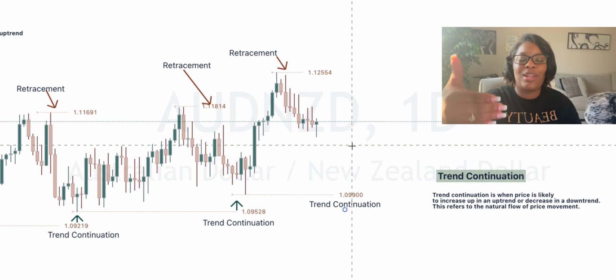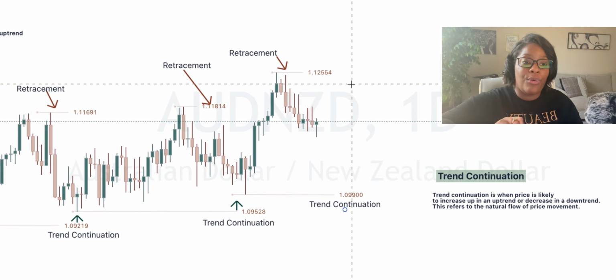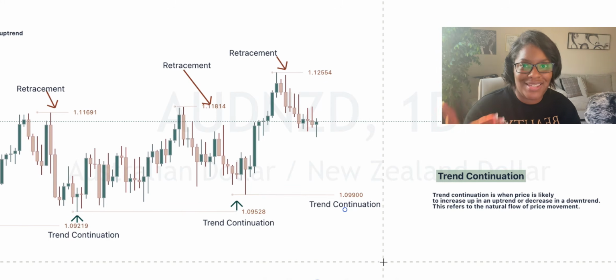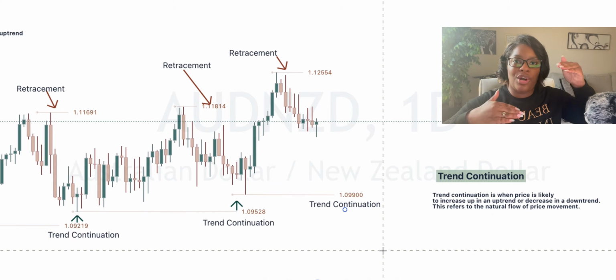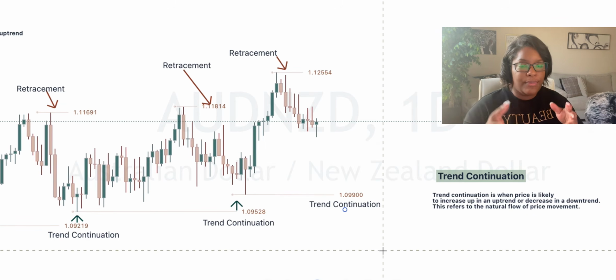The further it pulls back, the more money you make. So if it can stay below 1.12554, then you will become the seller. And then you will see the cycle start over. It will go from pullback, trend continuation down, pullback, trend continuation down, pullback, trend continuation down.